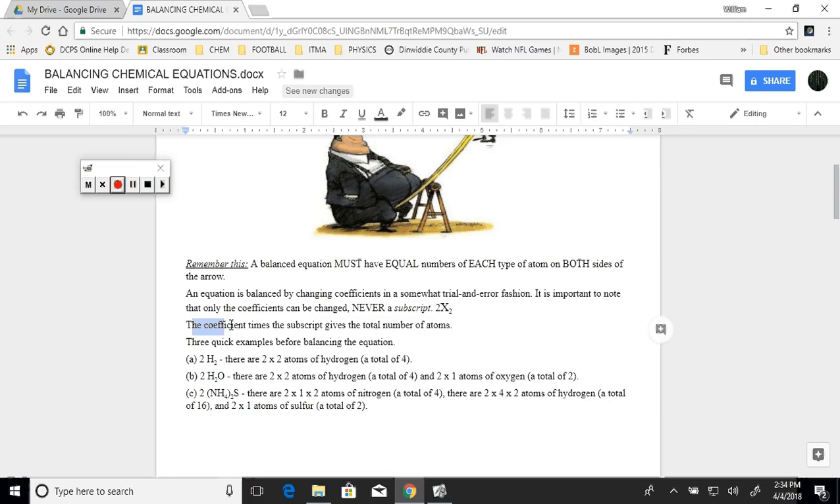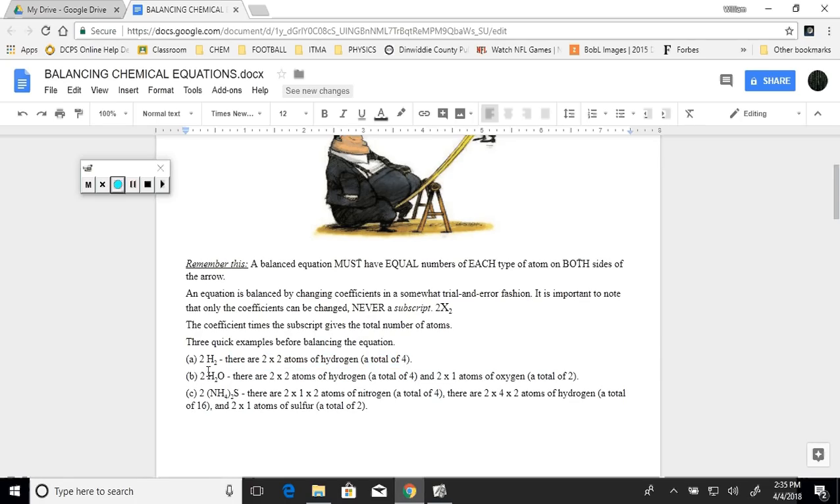The coefficient times the subscript gives the total number of atoms. So, for example, you would multiply 2 times 2 here. Three quick examples before balancing equations. Okay, so if I have a coefficient of 2 and a subscript of 2, there are 2 times 2 atoms of hydrogen. Total 4.